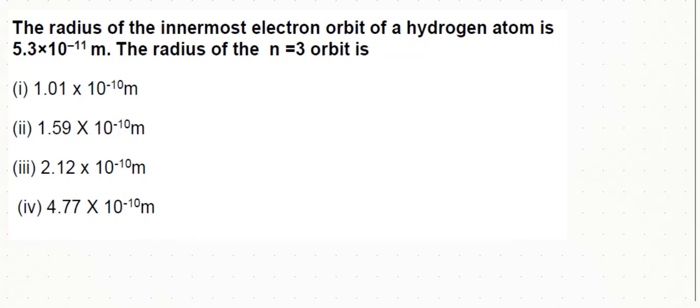Welcome everyone. The question is: the radius of the innermost electron orbit of a hydrogen atom is 5.3 × 10^-11 meter. The radius of the n equal to 3 orbit you have to find out. So just try to understand what is the configuration of the hydrogen atom.